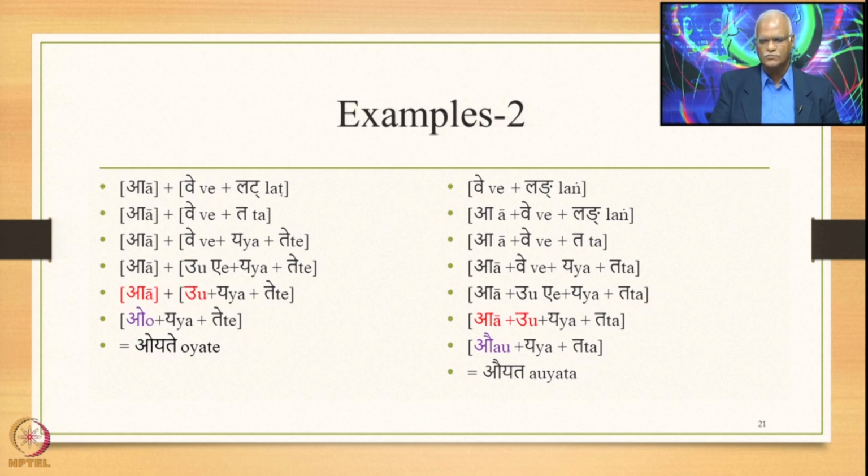Now this au is not conditioned by this ya. That is the most important point. Even though ya follows, this au is not conditioned by ya, and therefore this au is not substituted by av. 6.1.80 prohibits au being substituted by av, and so we get the desired form auyata, and the undesired forms are not generated because of the application of this niyama sutra.